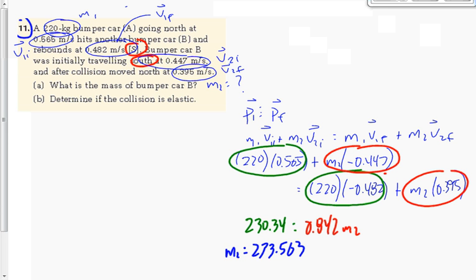Everybody get that? Good. Let's round to 3 digits. We get 274 kilograms. Although we'll keep the unrounded number because we're going to use that in our second question, question B.